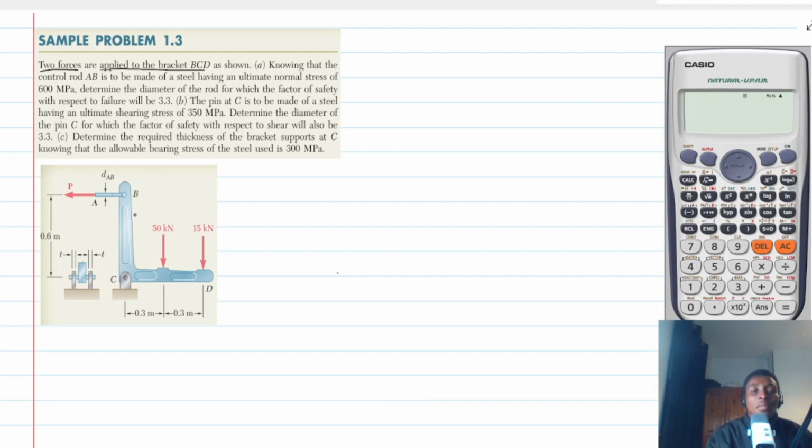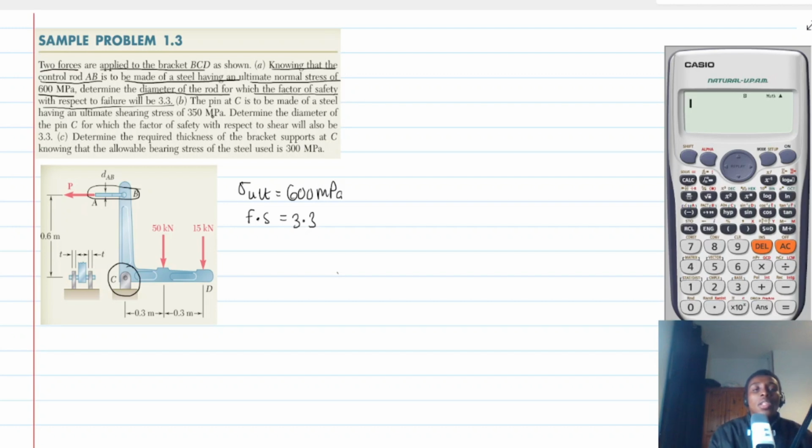Okay, so BCD is a bracket, which is pin jointed at C. Now, knowing that the control rod AB, so this is the control rod AB, is to be made of steel having an ultimate normal stress of 600 megapascal, determine the diameter of the rod, for which the factor of safety with respect to failure will be 3.3.